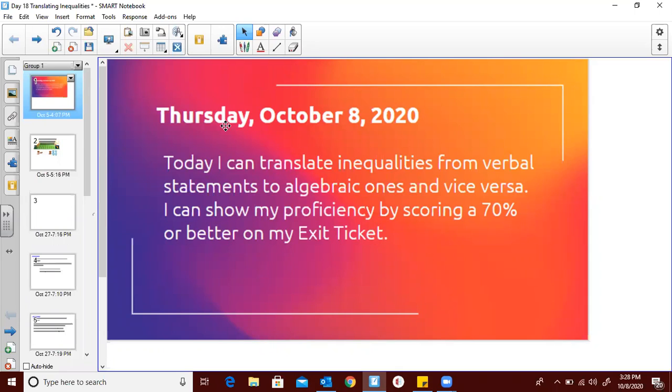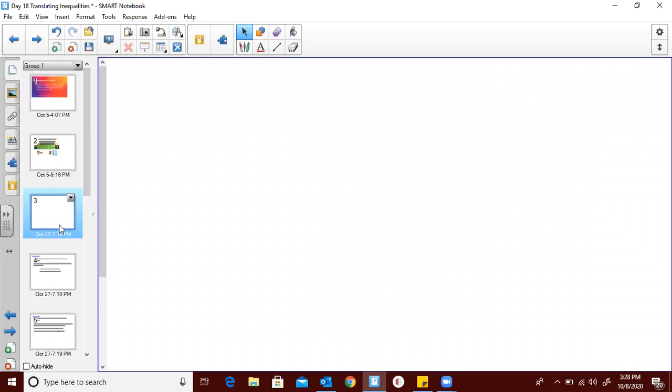All right, so today we are going to learn and be able to translate inequalities from verbal statements to algebraic ones and vice versa. You can show your proficiency by scoring 70% or better on my exit ticket. Just a quick reminder, these are kind of like backwards statements. This is something that most students struggle with when translating inequalities or any statement really.